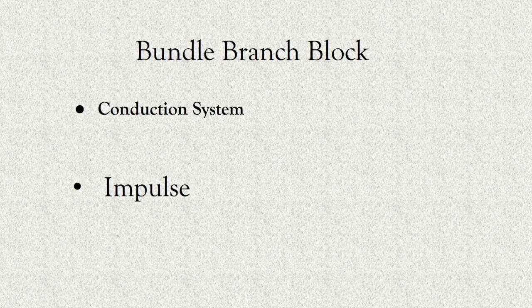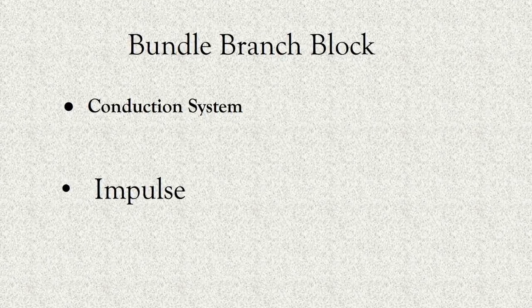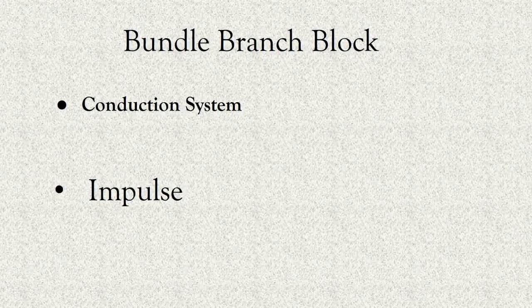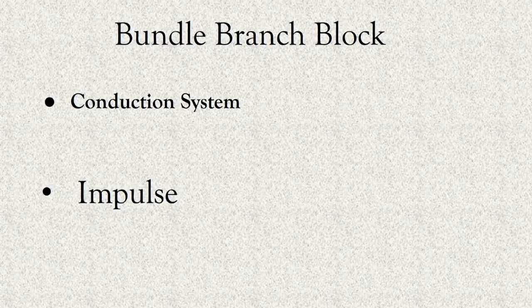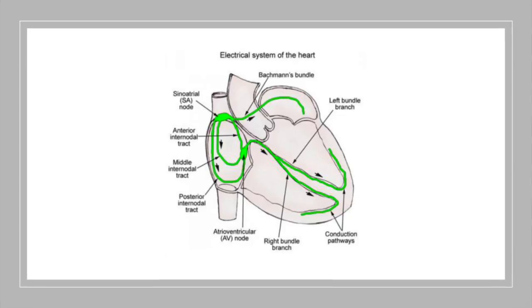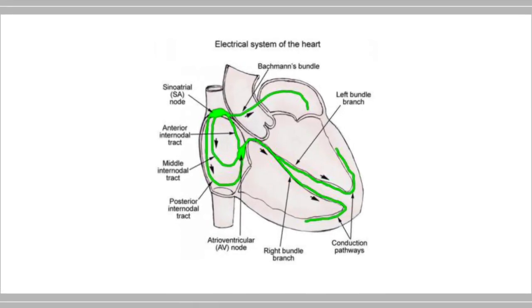Bundle branch block happens when part of the conduction system is blocked. Therefore, when your heart sends the impulse down the conduction system and there is an obstruction, then the impulse will not be properly sent to the right or to the left ventricles of your heart. If an impulse is blocked as it travels through the bundle branches, you are said to have bundle branch block.